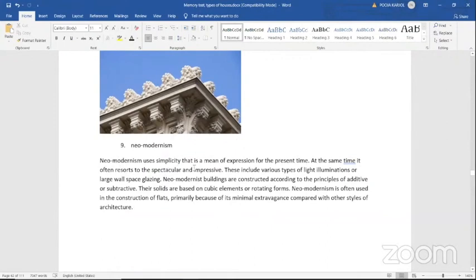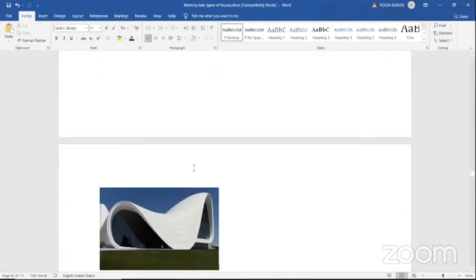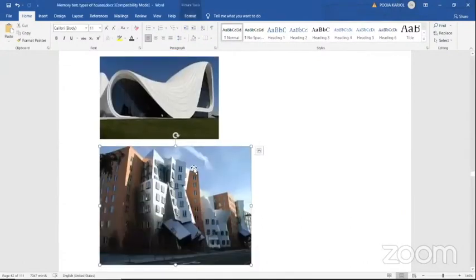Neo-modernism. Simplicity is the main part of neo-modernism. But with simplicity, it also goes for the spectacular and dramatic. In simplicity only, they are incorporated.